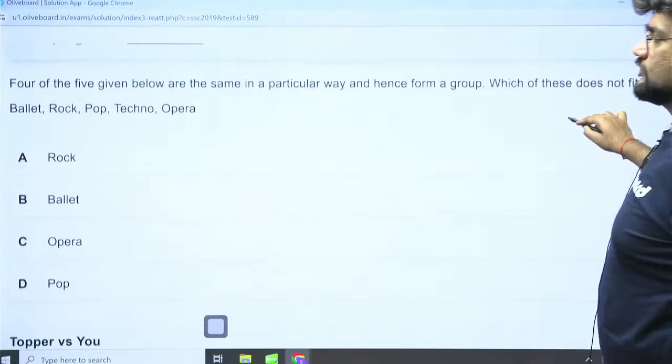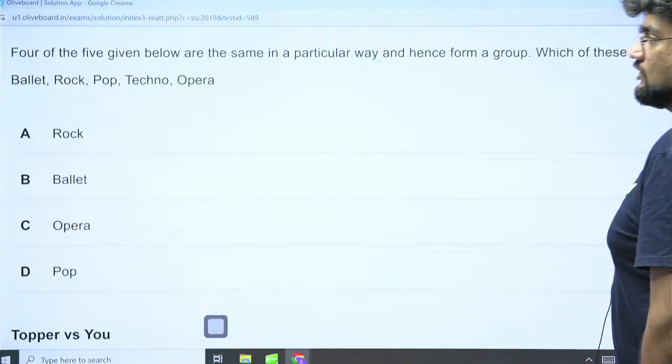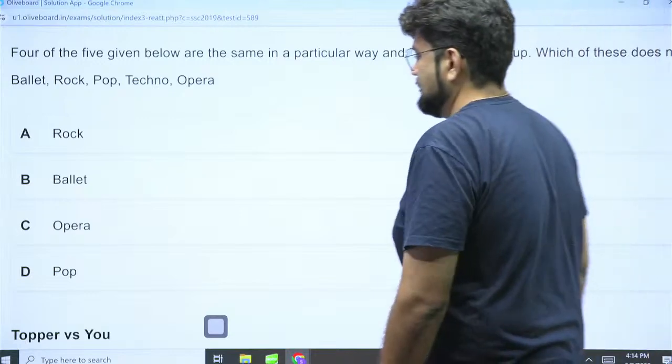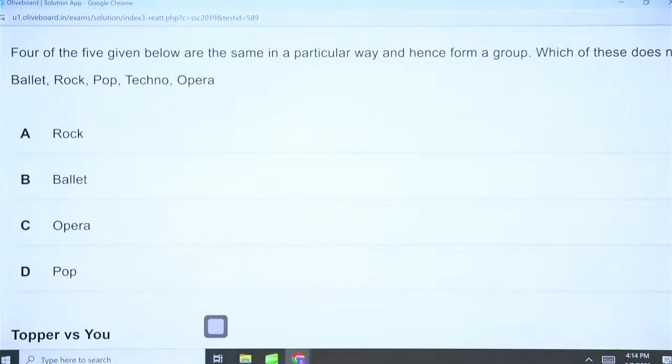Okay. Wow, good question again. Again, it's classification based only. There is a group given to you. You need to classify 4 words in it and choose one odd one out from the options. So, ballet, rock, pop, techno, opera. Some of us do take help from Hindi also, but even if you convert this into Hindi, the words will remain the same.